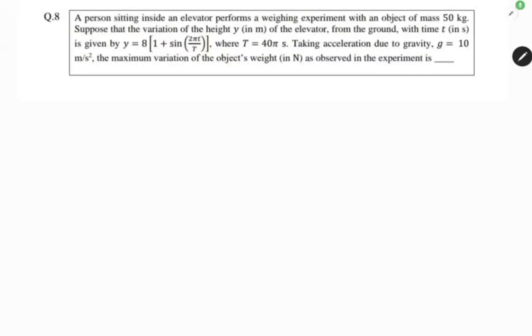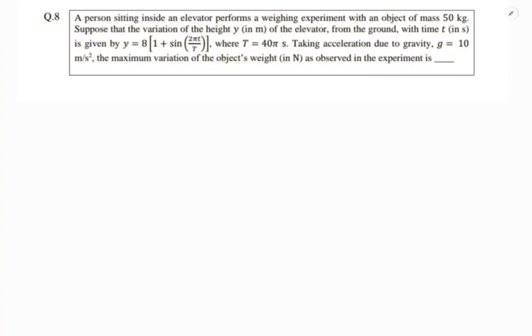So we are dealing with the eighth problem over here, from Paper 1, problem number 8, JEE Advanced 2025. A person sitting inside an elevator performs a weighing experiment with an object of mass 50 kg. Suppose that the variation of the height y in meters of the elevator from the ground with time is given by the expression y = 8(1 + sin(2πt/T)), where capital T is 40π seconds. Taking acceleration due to gravity as 10, the maximum variation of the object's weight as observed in the experiment is.